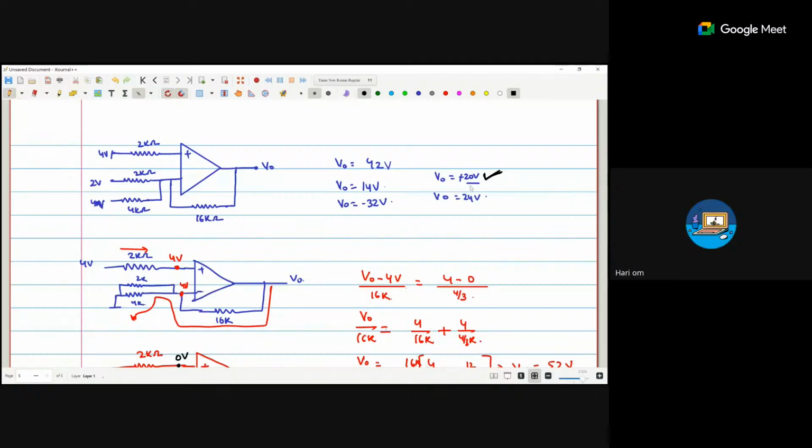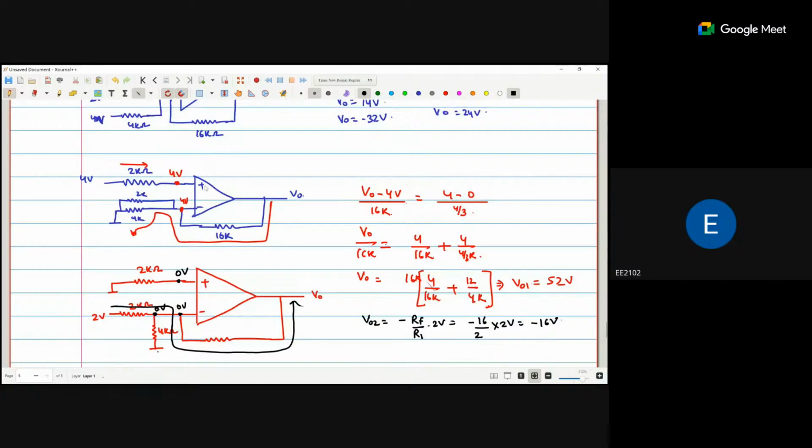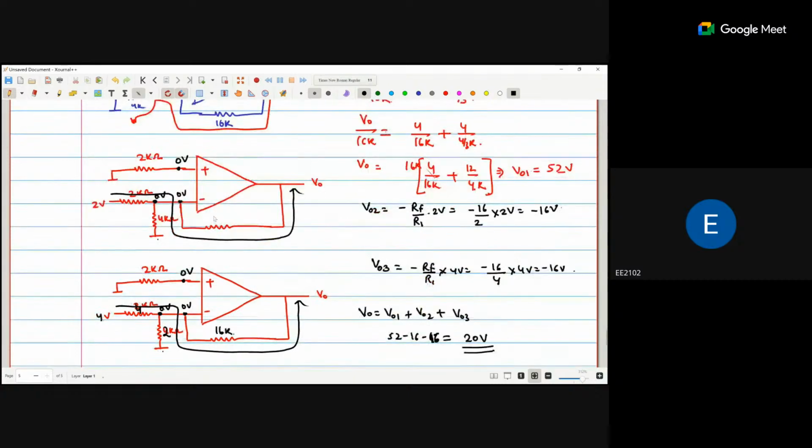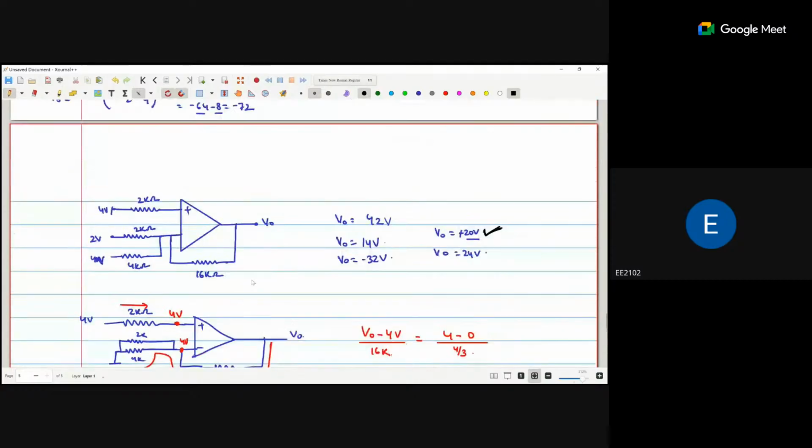So the approach will be like this: we ground both the voltage sources on the inverting point, then ground one and then ground the other, and we find the V out. We convert this one into three different scenarios. In the first circuit this behaves as non-inverting. In the second and third circuits it will behave as an inverting circuit. So it is a combination of inverting and non-inverting amplifier. We call this type of circuit a mixer circuit.